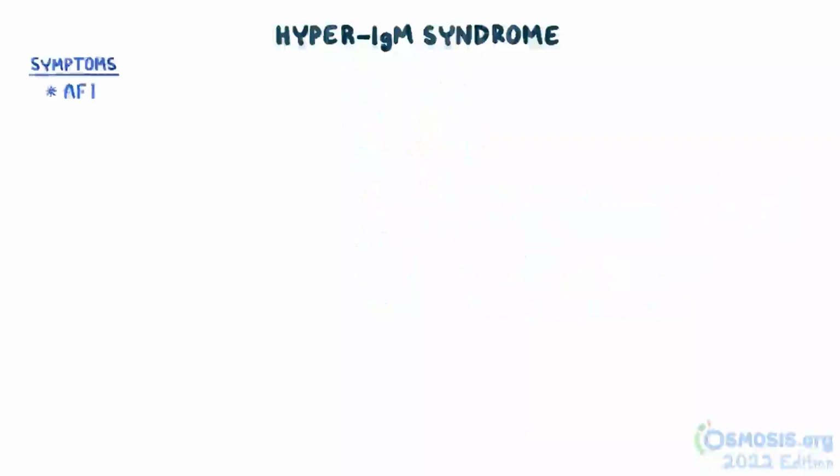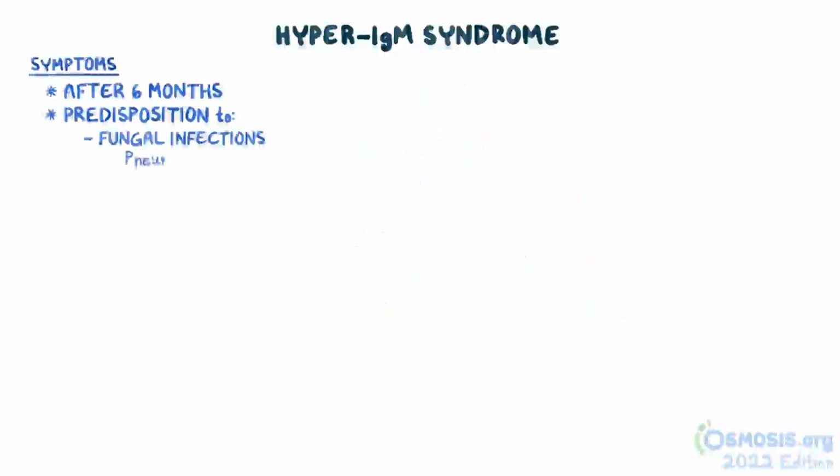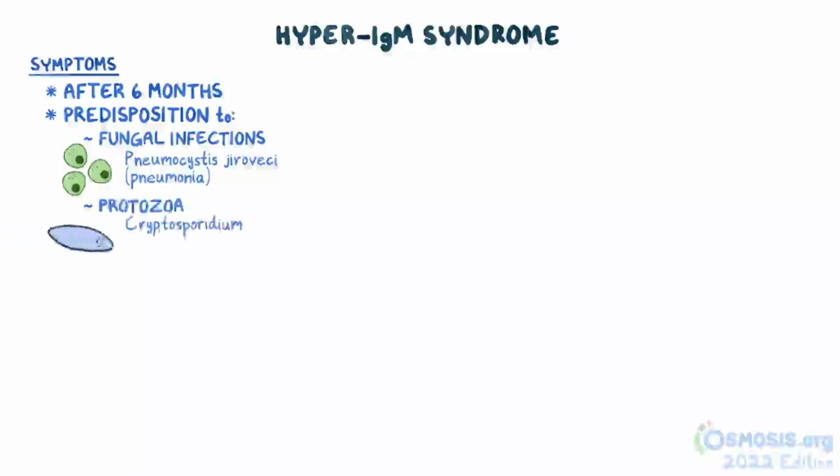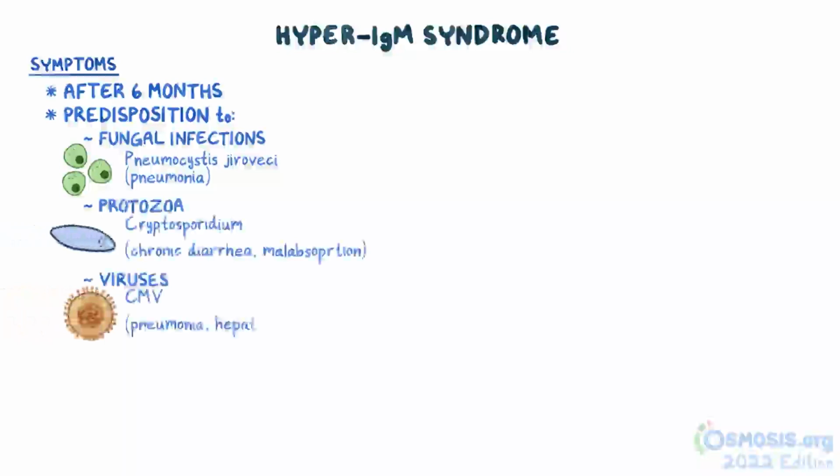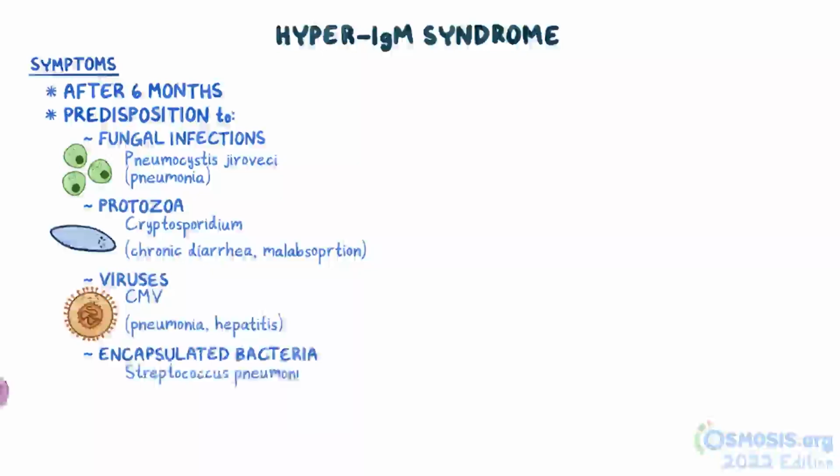Symptoms present after 6 months of age and include predisposition to fungal infections like Pneumocystis jirovecii, which causes pneumonia, protozoa like Cryptosporidium, which causes chronic diarrhea and malabsorption, viruses like CMV, which causes pneumonia and hepatitis, and encapsulated bacteria like Streptococcus pneumoniae, causing otitis media, sinusitis, or pneumonia.